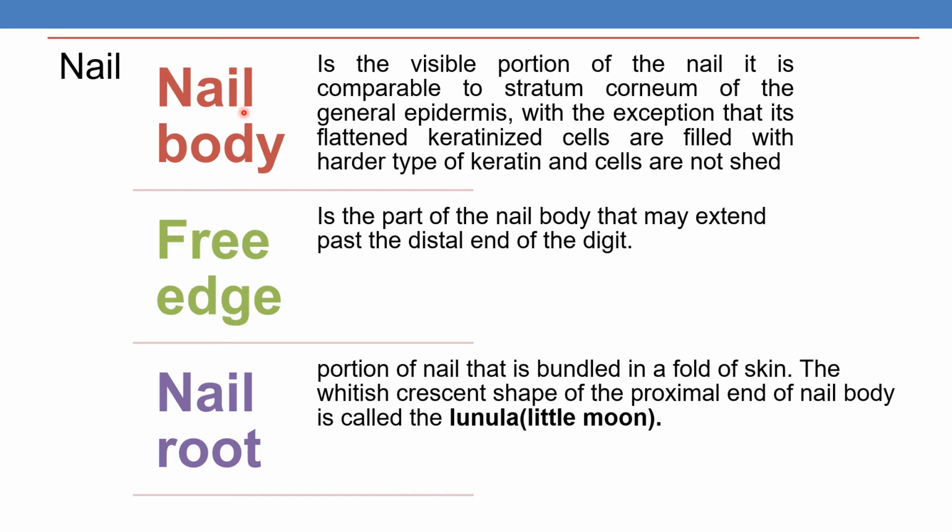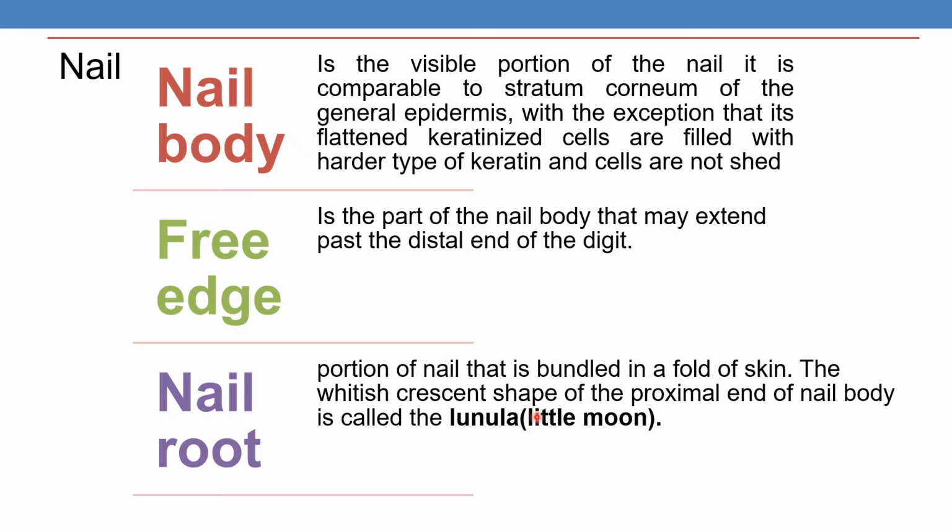Now coming to the nail body. The nail body is the visible portion of the nail. It is comparable to the stratum corneum of the general epidermis, with the exception that its flattened keratinized cells are filled with a harder type of keratin and cells are not shed. The nail body appears pink due to the underlying capillaries flowing through the dermis. The next part is the free edge, the part of the nail body that may extend past the distal end of the digit. Next, coming to the nail root, it is the portion of the nail that is bundled in a fold of skin.